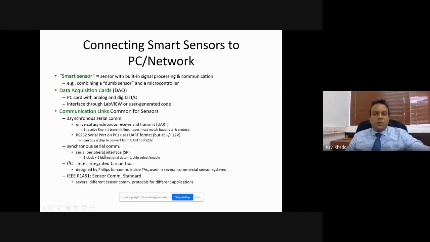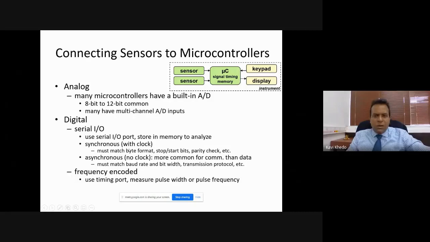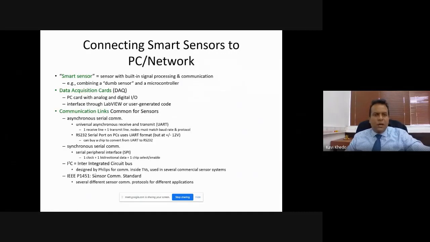Connecting smart sensors to your network, your PC. So more or less here to the microcontroller, here to the PC. So small sensors with inbuilt signal processing and communication. We have something called data acquisition cards that we use, a PC card with analog and digital I/O. This gives a connection from the sensor system to your computer, for example.